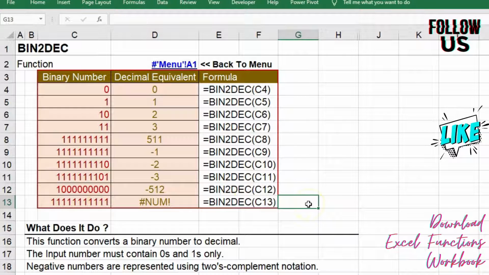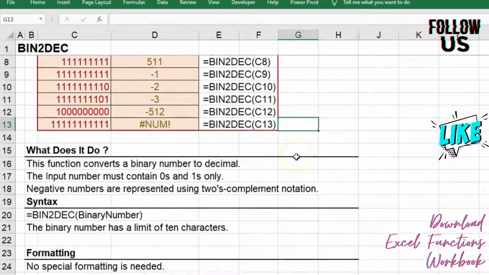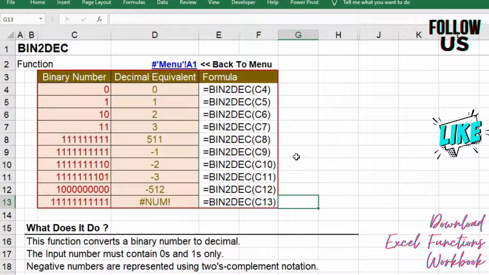So that is that about this binary to decimal function. You can make use of this, and if there's any question, please ask.